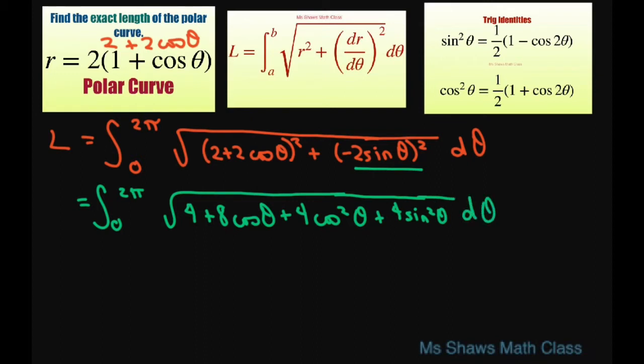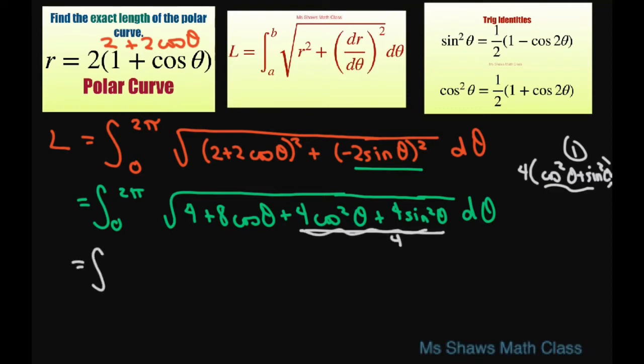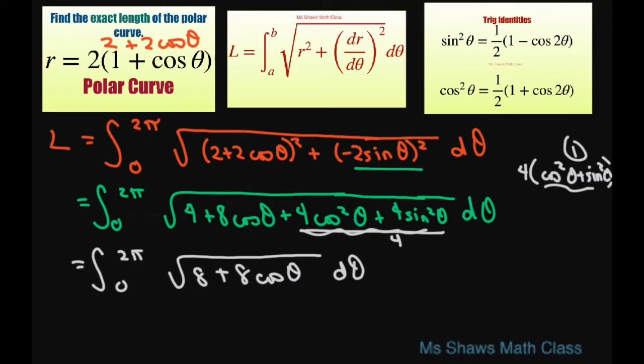Now a little side note here, for this piece I'm just going to write this as 4 times (cosine squared plus sine squared), and this just equals 1. So this whole thing here is just going to be 4, and I'm going to rewrite this as the integral from 0 to 2 pi, and we're going to have 4 plus 4 is 8. So this is going to be 8 plus 8 cosine of theta d theta. Now, I can also, as a side note, factor out an 8 and get 1 plus cosine theta.